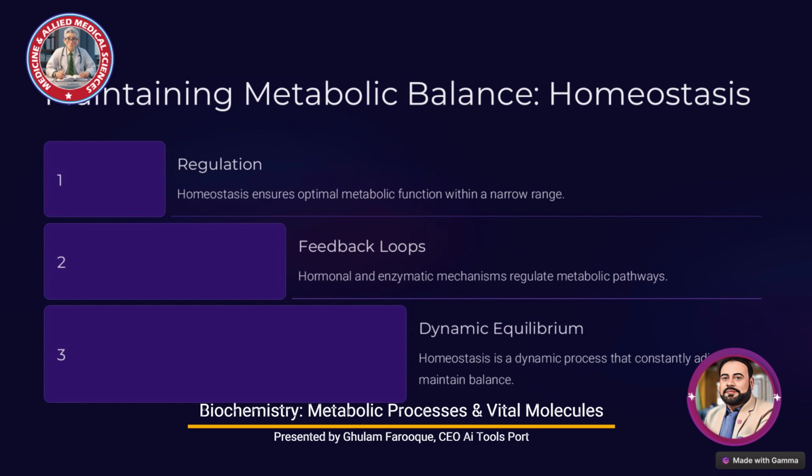Through homeostasis, regulation, feedback loops, and dynamic equilibrium, the body can adapt to internal and external changes while keeping essential physiological variables within an optimal range. This constant balancing act allows the body to function efficiently and stay healthy.